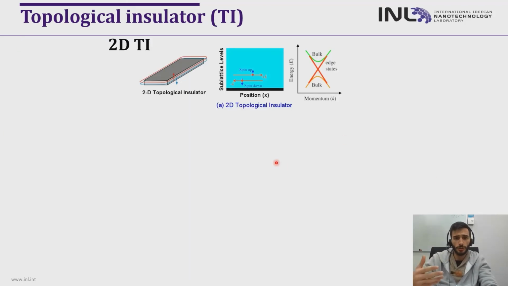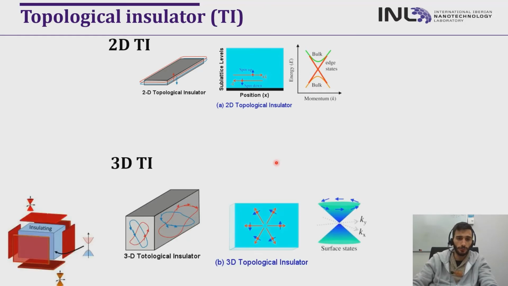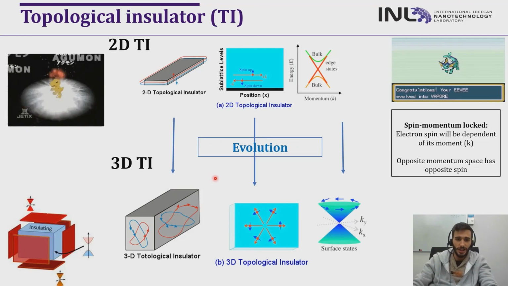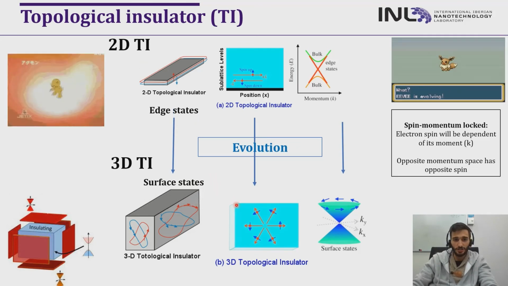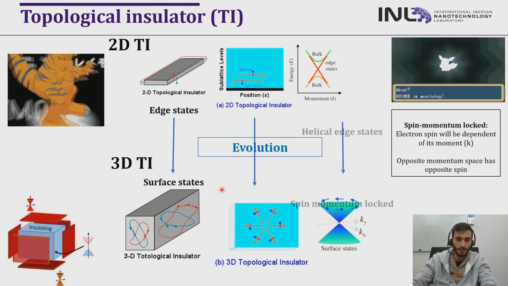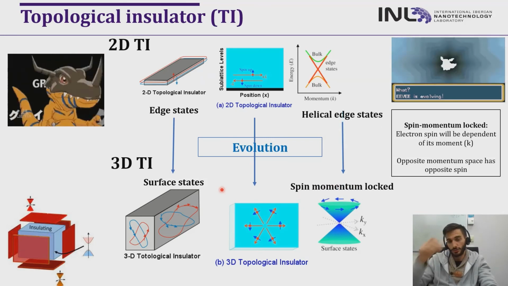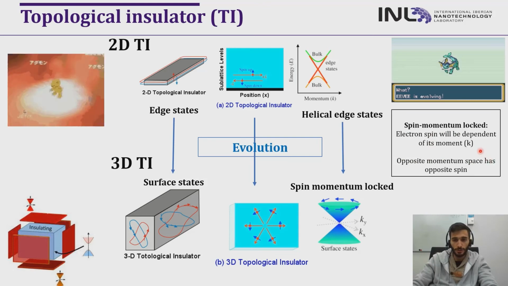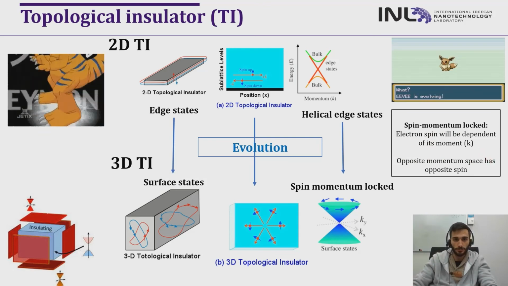Now we were talking about 2D topological insulators, but we can evolve to another dimension, 3D topological insulators, and instead of edge states, we now have surface states, and instead of helical edge states, we have spin momentum locking, meaning that the electron spin will depend on its momentum.